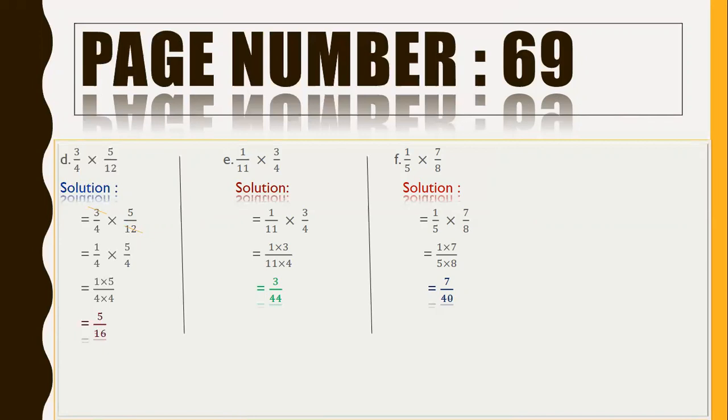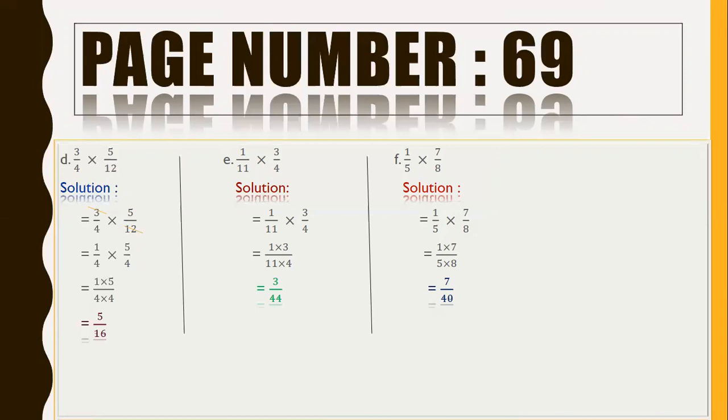You also can multiply 3 with 5 and 4 with 12 directly, and after getting the multiplication of these numerators and denominators, you cancel the terms. At the end the answer will be the same that we have got here, 5 over 16. No change in the answer.